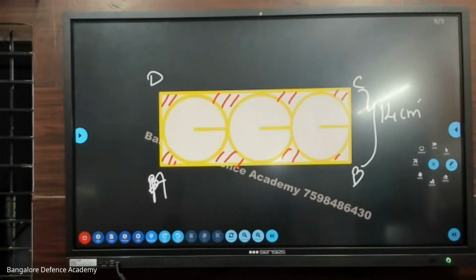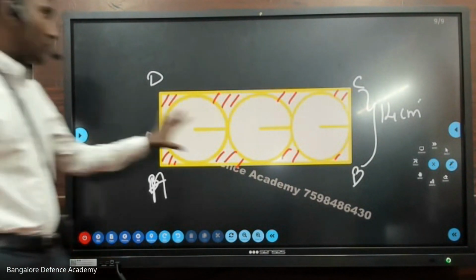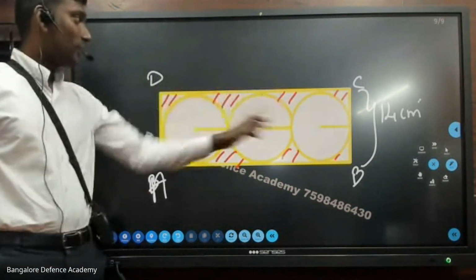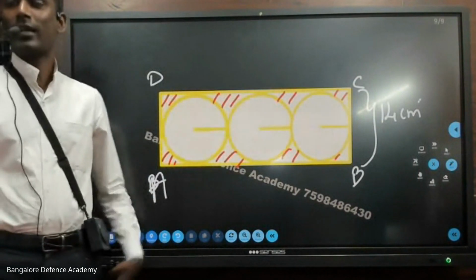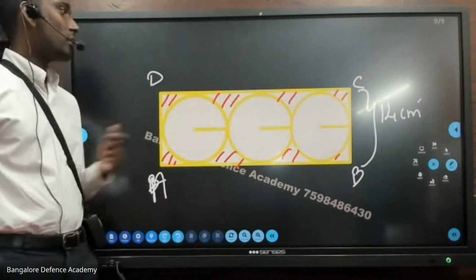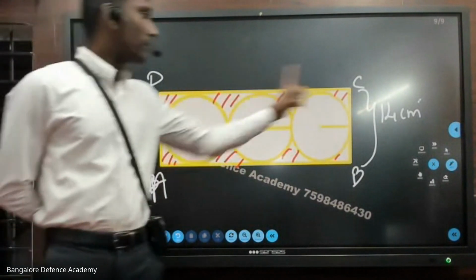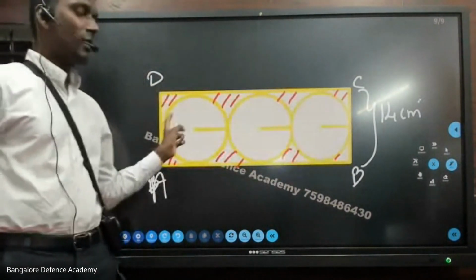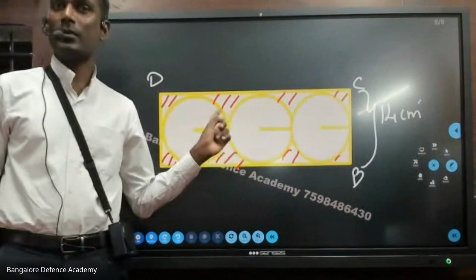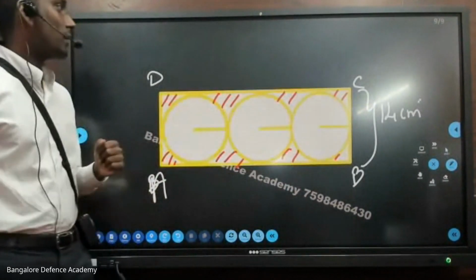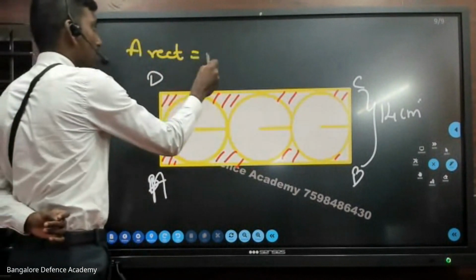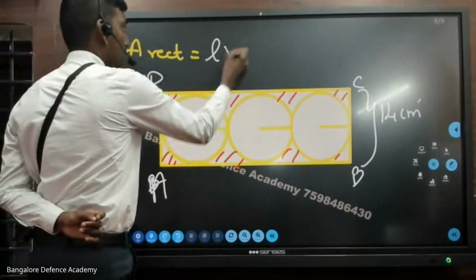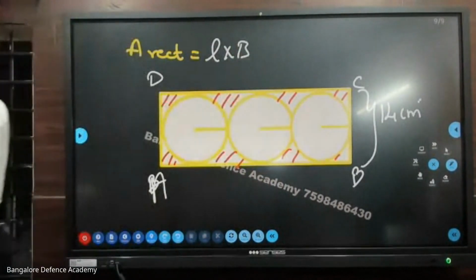126. Yes, what did you do? Okay. Now tell me, in this picture, is the circle bigger in total or the rectangle? What is bigger? Tell loudly. Rectangle. So what are you going to do? Area of rectangle minus area of how many circles? 3 circles. Okay. Now, do you know the area of rectangle formula? Length into breadth.